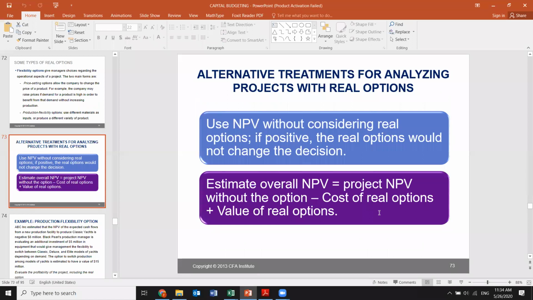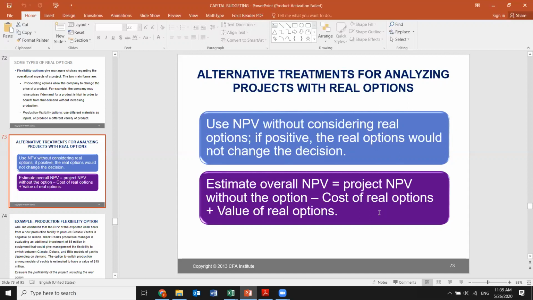So, alternative treatments for analyzing the project with real options. Use NPV without considering the real option. If it is positive, the real option would not change the decision, okay? This is the case that you should keep in mind. If you have a positive NPV, that should not change your mind. But if you have a negative NPV, then you should apply the real option to see whether there's something hidden, something you cannot see now but will be able to see in the future. Using these real options will let you come up with a rational and wise decision.